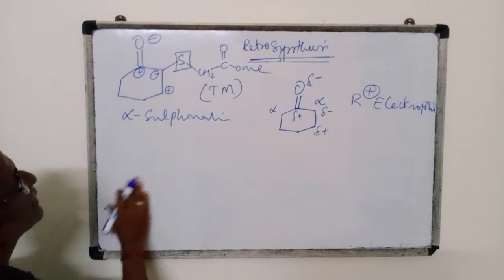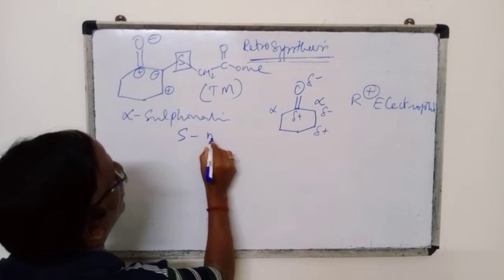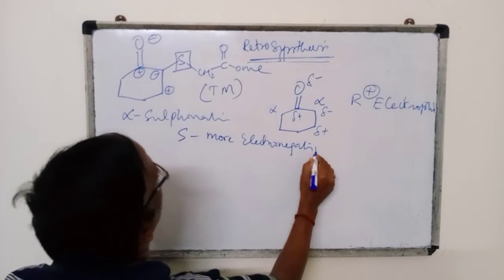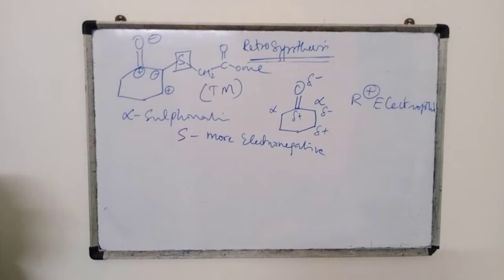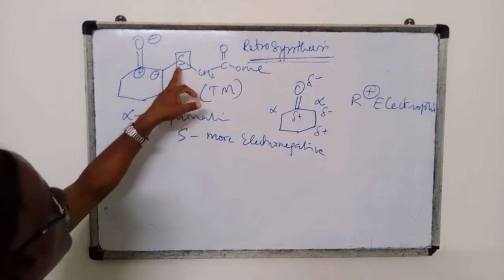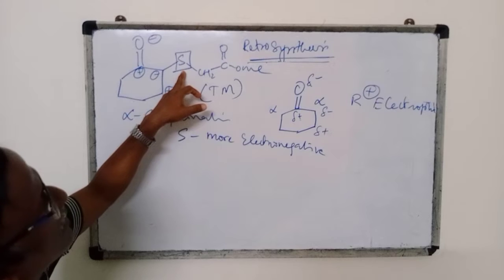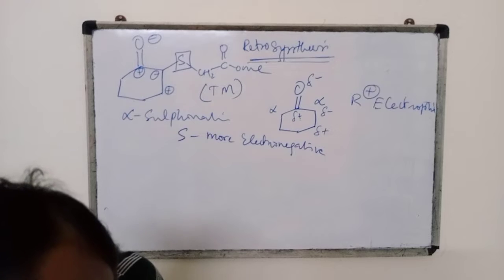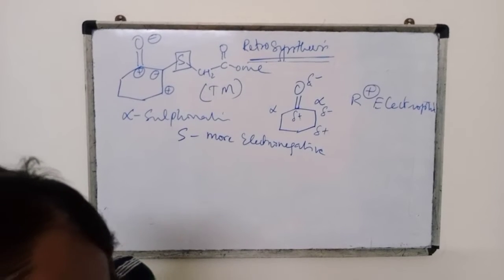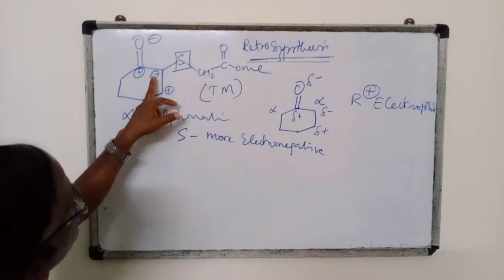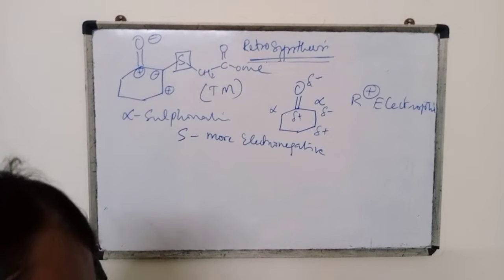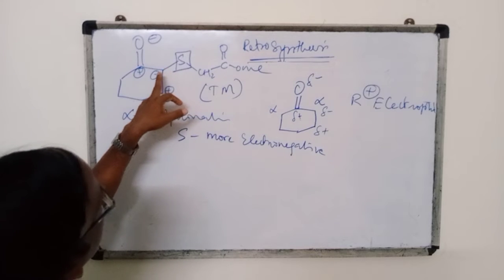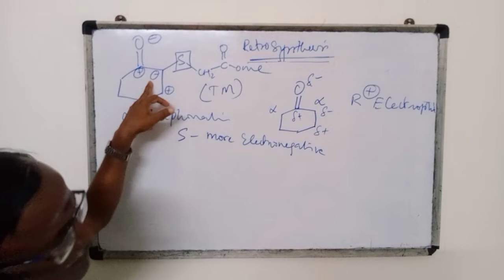What is the nature of sulfur? Sulfur is a more electronegative atom. So you cannot have a simple system where you cannot get that particular negative charged species. So as a result, I must have the charge. What should be the charge on this particular one? Some sort of a positive charge has to be created and then negative.